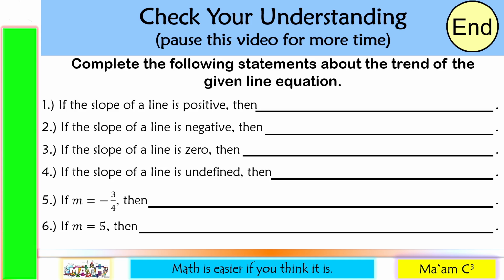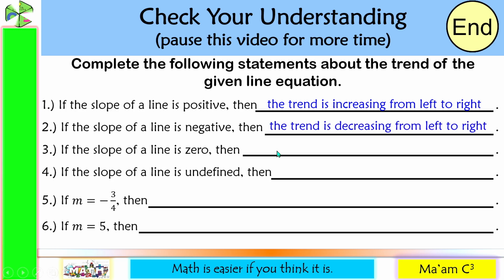Let us answer. Complete the following statements about the trend of the given line equation. Number 1, if the slope of a line is positive, then the trend is increasing from left to right. Number 2, if the slope of a line is negative, then the trend is decreasing from left to right. Number 3, if the slope of a line is 0, then the line is a horizontal line. Next, if the slope of a line is undefined, then the line is a vertical line.